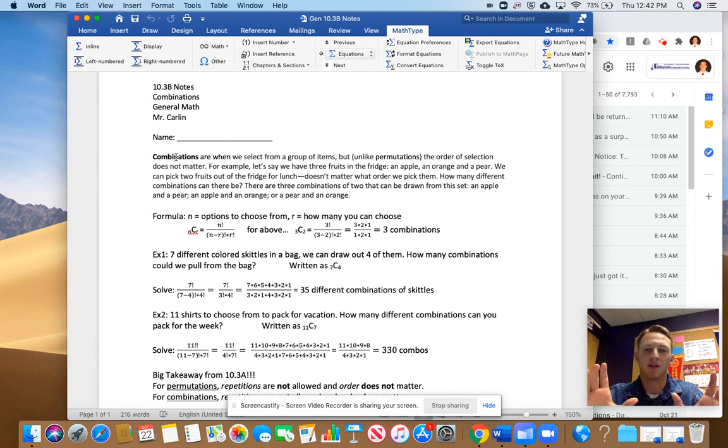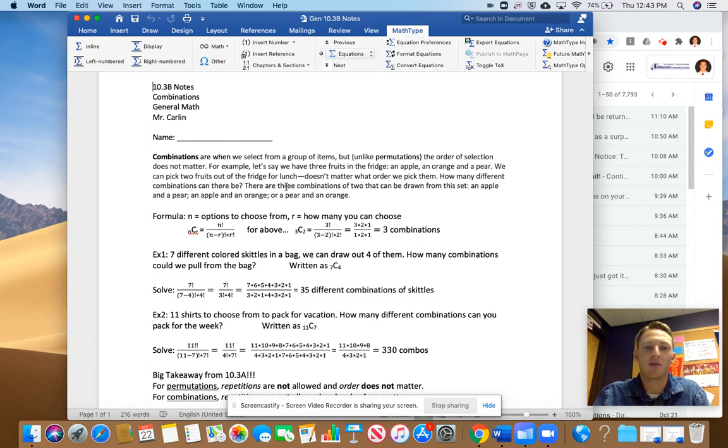And we have, let's see, our example is an apple, orange, and a pear. We get to pick two of those fruits to take out for lunch or to eat for dinner or whatever. We get to take two of them. It doesn't matter if we pick out the apple first and then the orange, or the orange and then the apple. We're still just going to have an apple and an orange to eat for lunch, right? So we can pick out two fruits, but it doesn't matter what order we pick them.